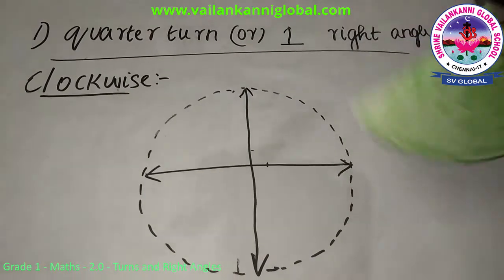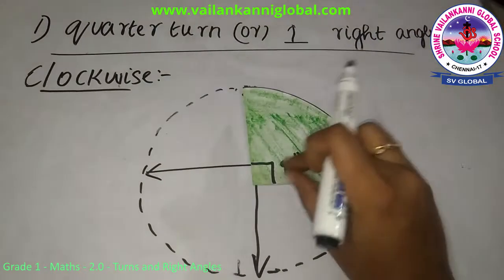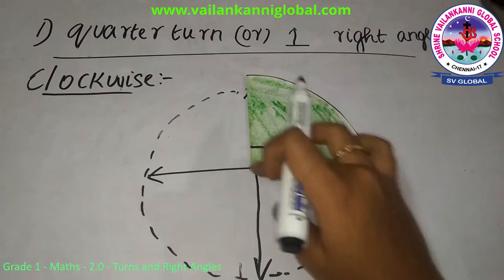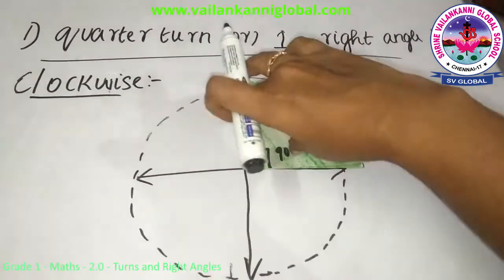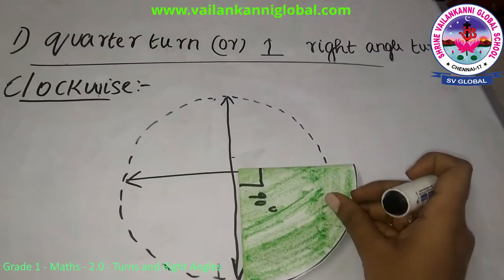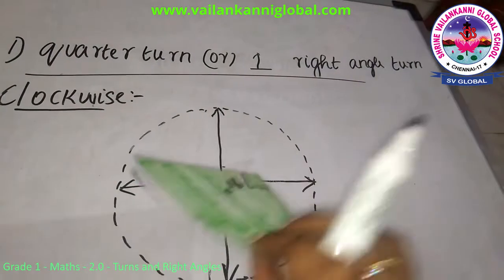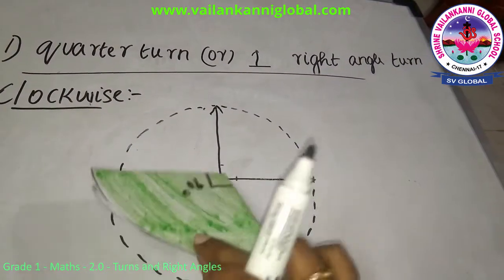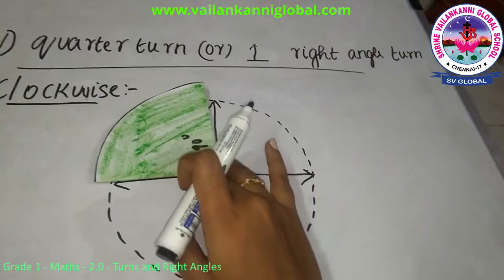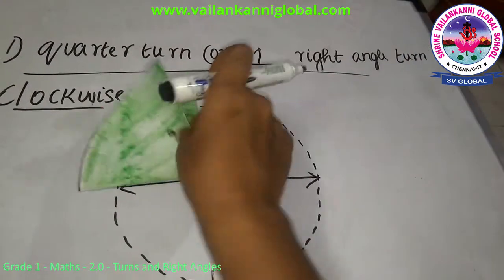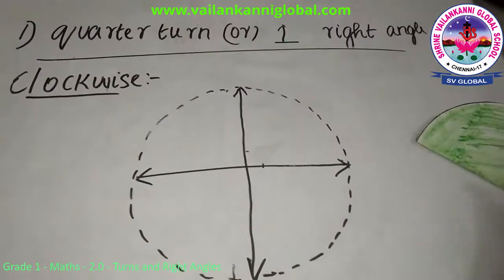So I am going to use this right angle checker to check the right angle. So I am keeping it here. So this is the right angle. So this is one right angle, and when I am keeping it here, this is one right angle. When I am keeping it like this is one right angle, and when I am keeping it like this is a right angle. So there are 4 right angles totally in this circle.